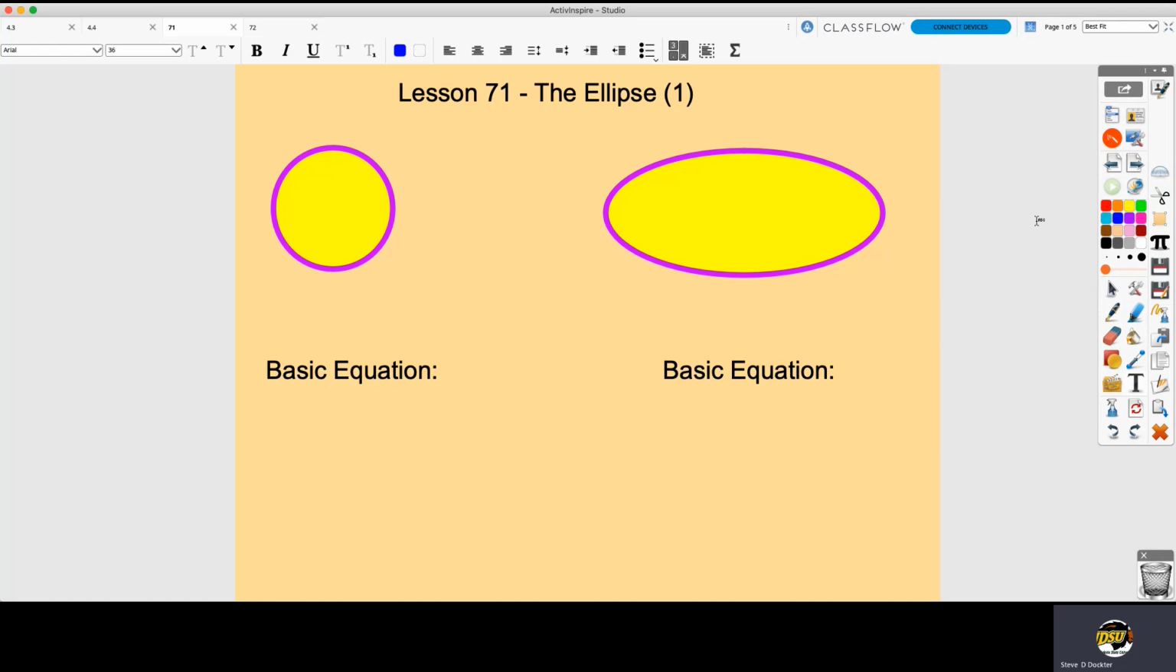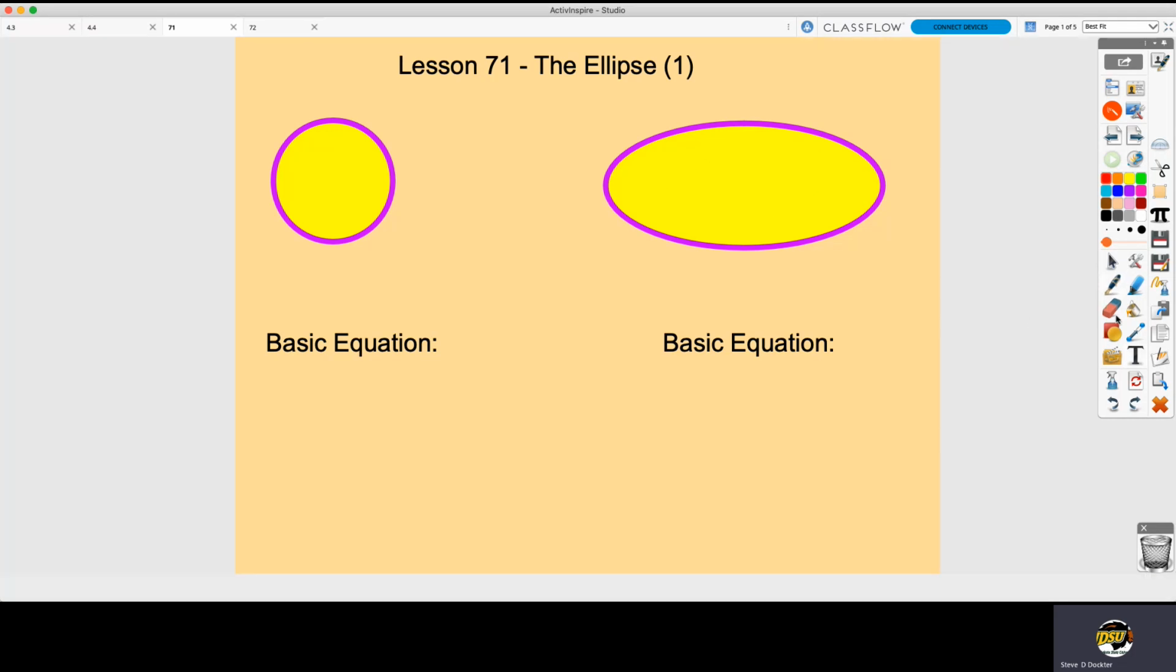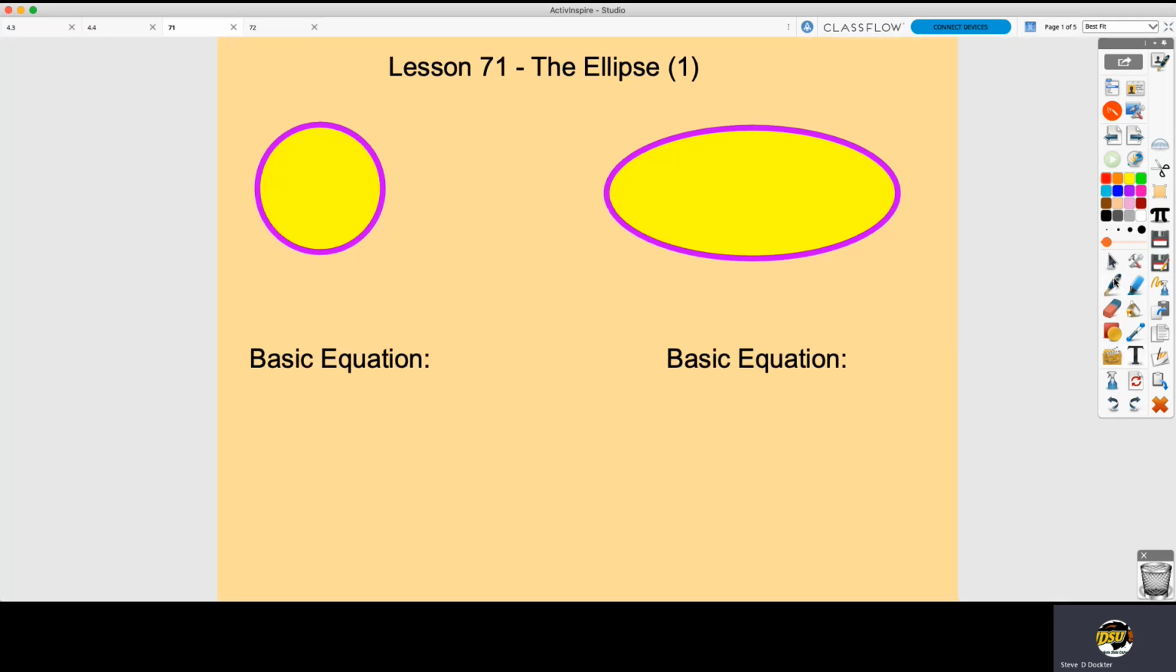All right, for lesson 71, we are going to talk about ellipses today. For those of you who need a visual aid, it more or less looks like a football in some way. Now, this would be an example of an ellipse here. There are some characteristics to it that make it different than what is this shape here?